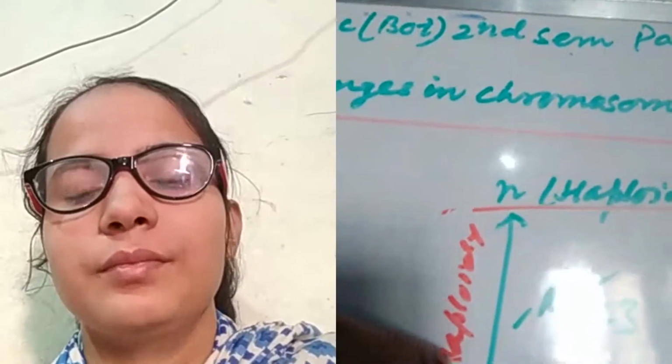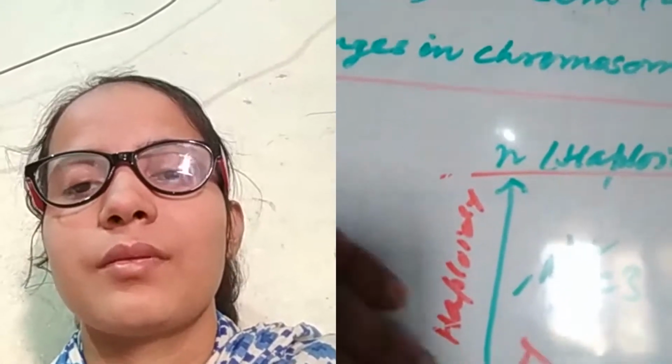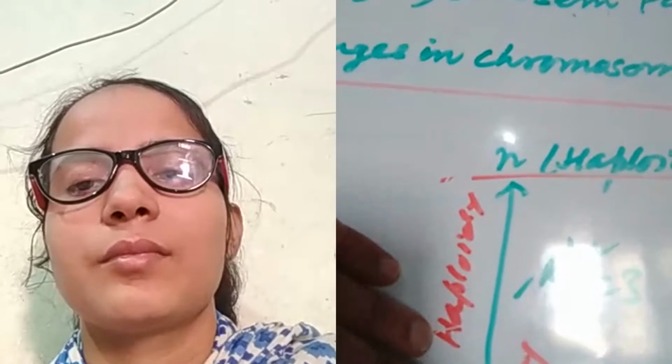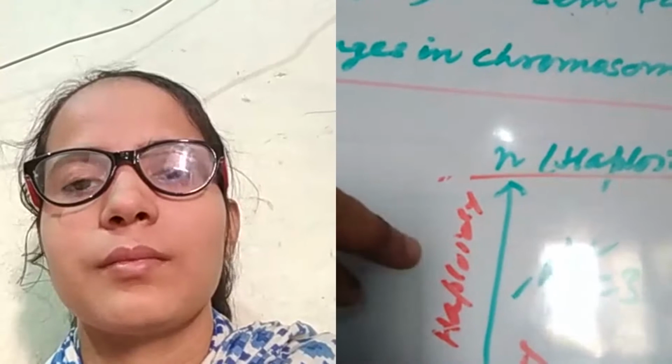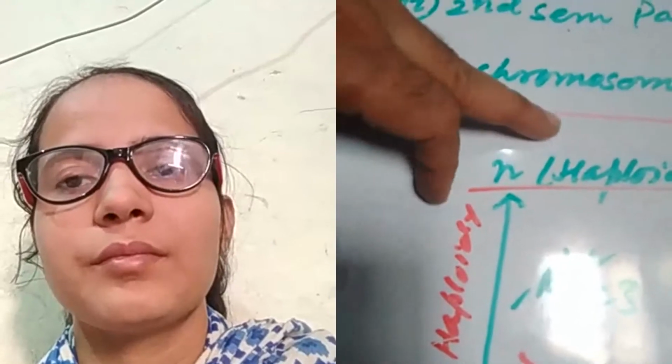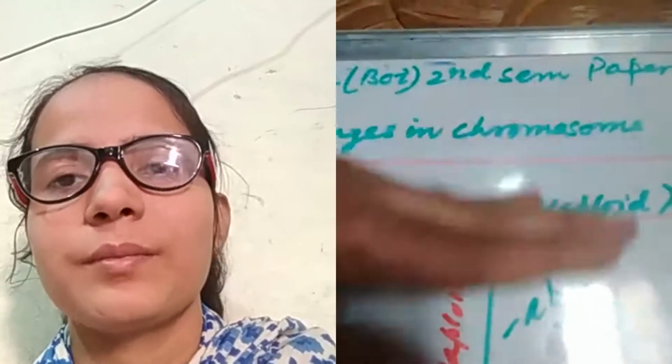So this type of numerical change, in which one set of chromosomes is lost from the normal chromosome complement, is known as haploidy. This phenomenon is known as haploidy, and the organism of such form is known as a haploid. So this is haploidy.